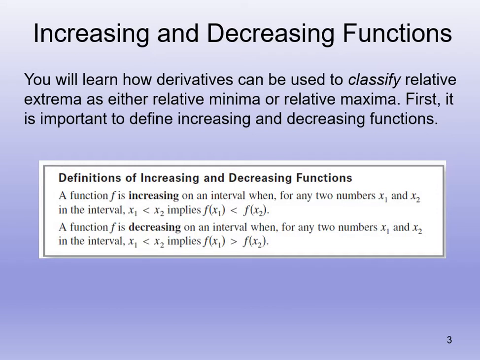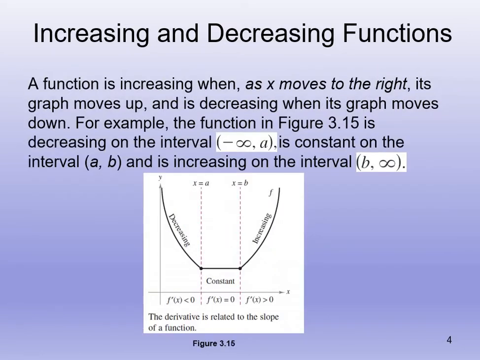And then a function is decreasing on an interval when for any two numbers x1 and x2 in the interval, x1 less than x2 implies that f of x1 is greater than f of x2. That function is decreasing. So think about moving left to right, x1 on the left, x2 on the right. As long as x1 is less than x2 and f of x1 is less than f of x2, we're increasing, and then the opposite for the decreasing piece.